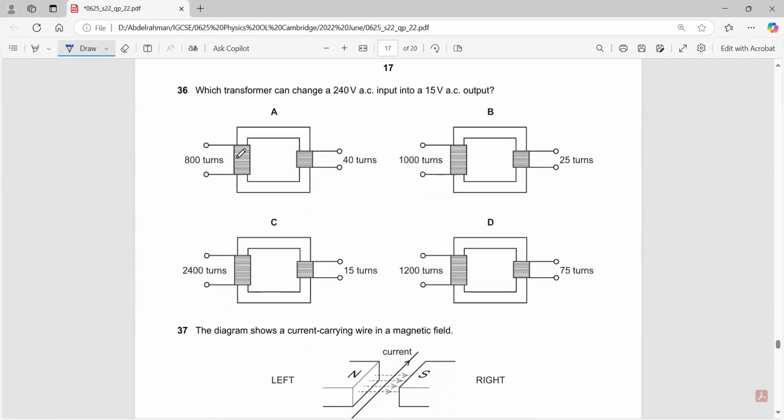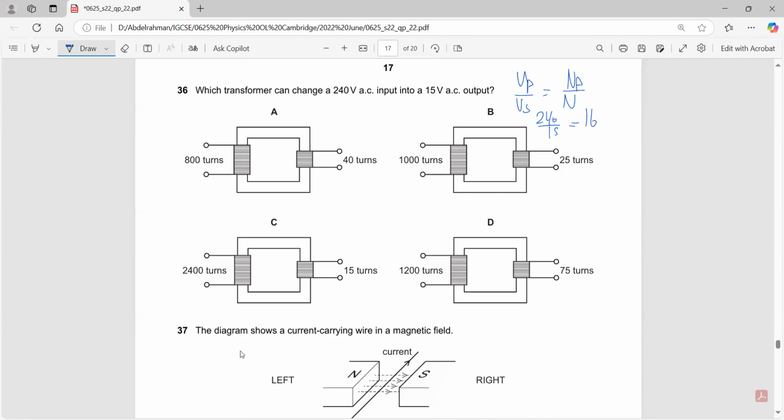Question 36. Which transformer can give a 240 volt AC input? Okay, can change a 240 into a 15 output. So basically this is a step down transformer. We want to find the ratio VP over VS equals NP over NS. VP over VS, which is 240 divided by 15. What is 240 divided by 15? Let's find it out. It is 16. So basically you want to divide the NP by the NS to find 16.